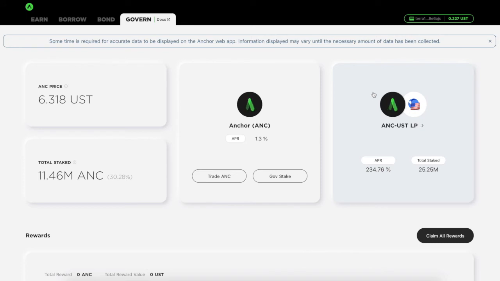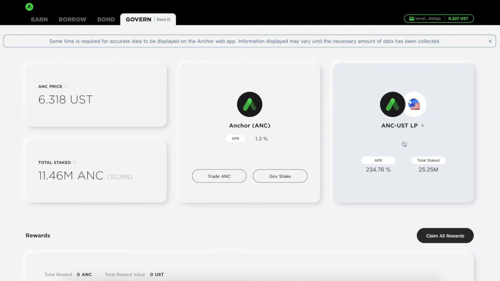So if the Ancor token goes up, then you have the impermanent loss because it's backed or pegged to the stablecoin. And typically a stablecoin's not going to go up because it's pegged to the dollar. So keep that in mind. You want to be safe with that. And that's also why they give you 234% interest.